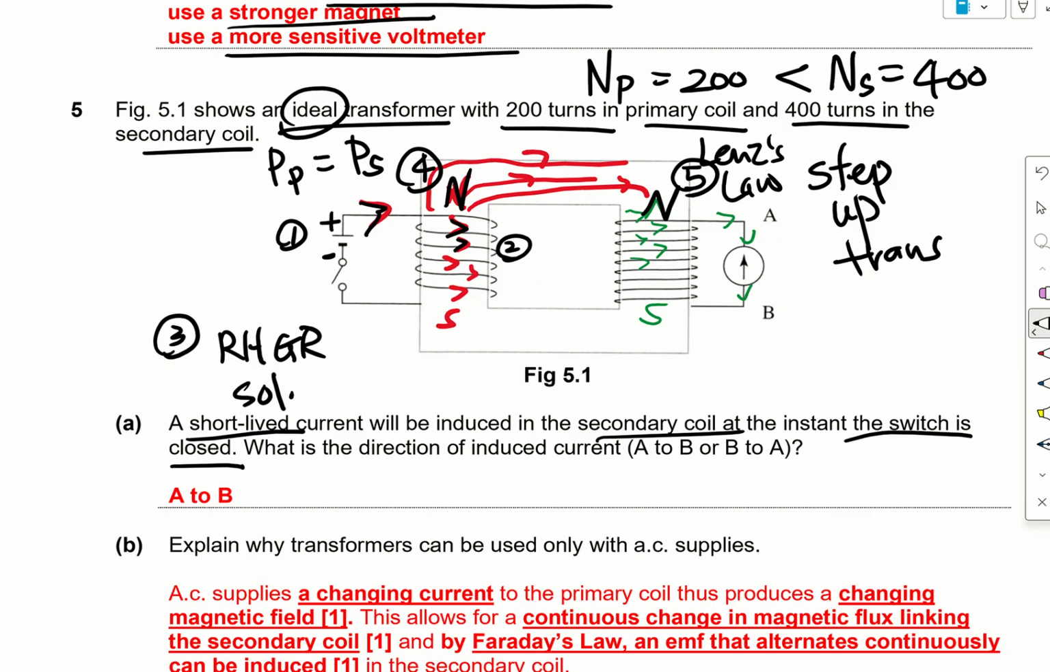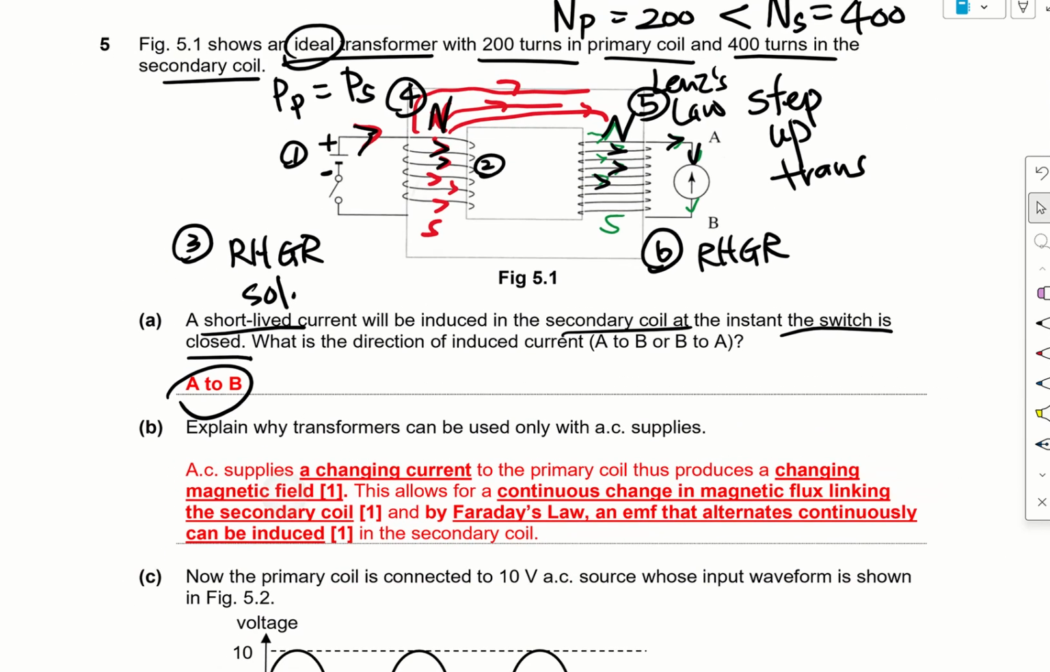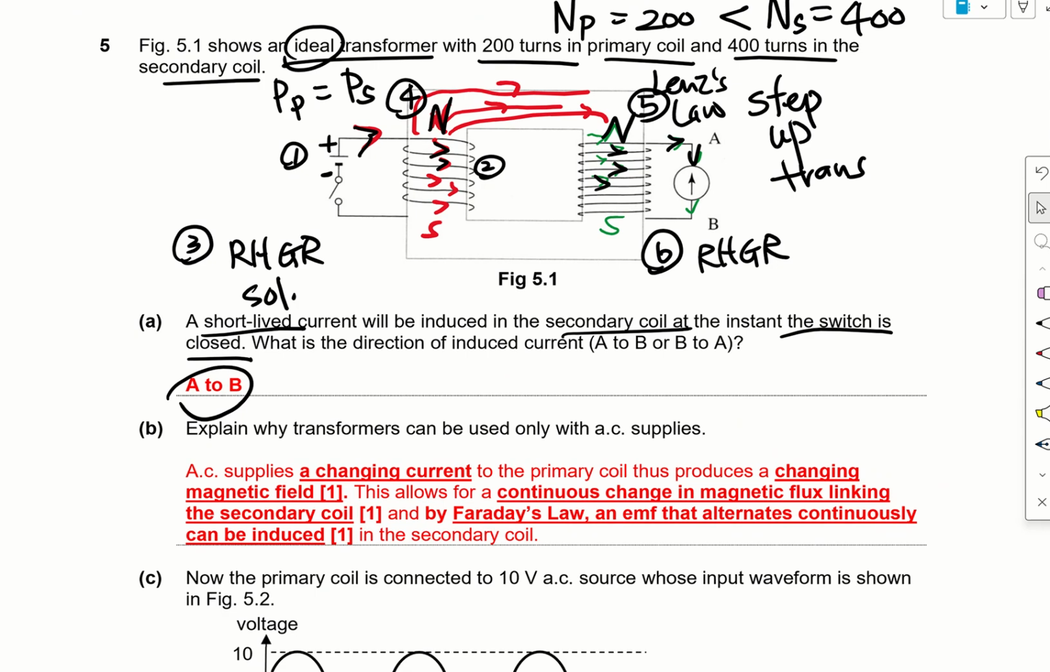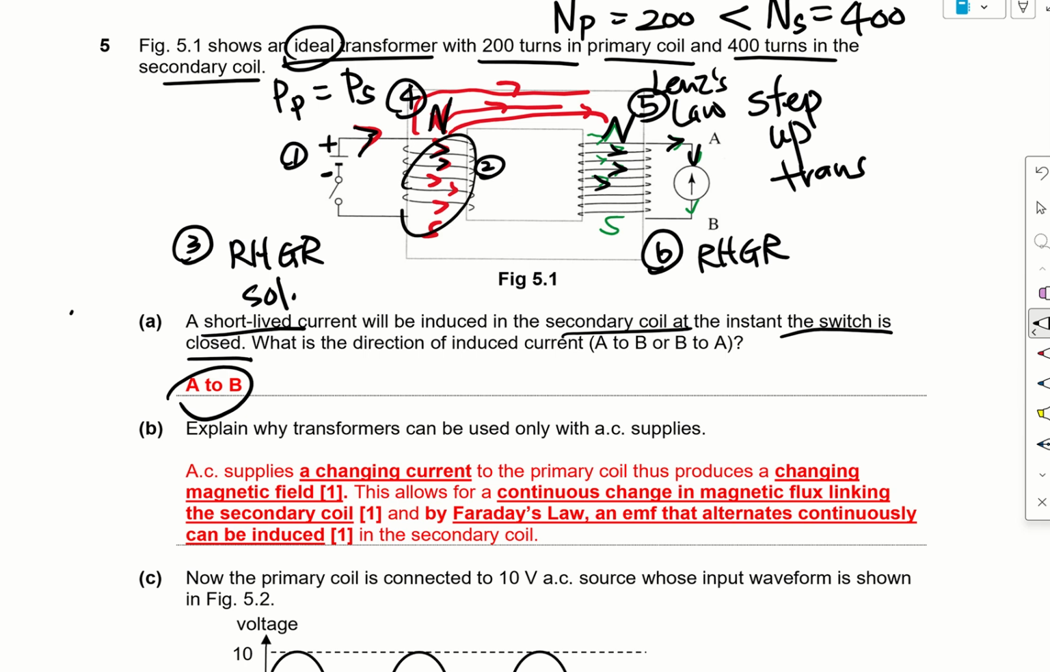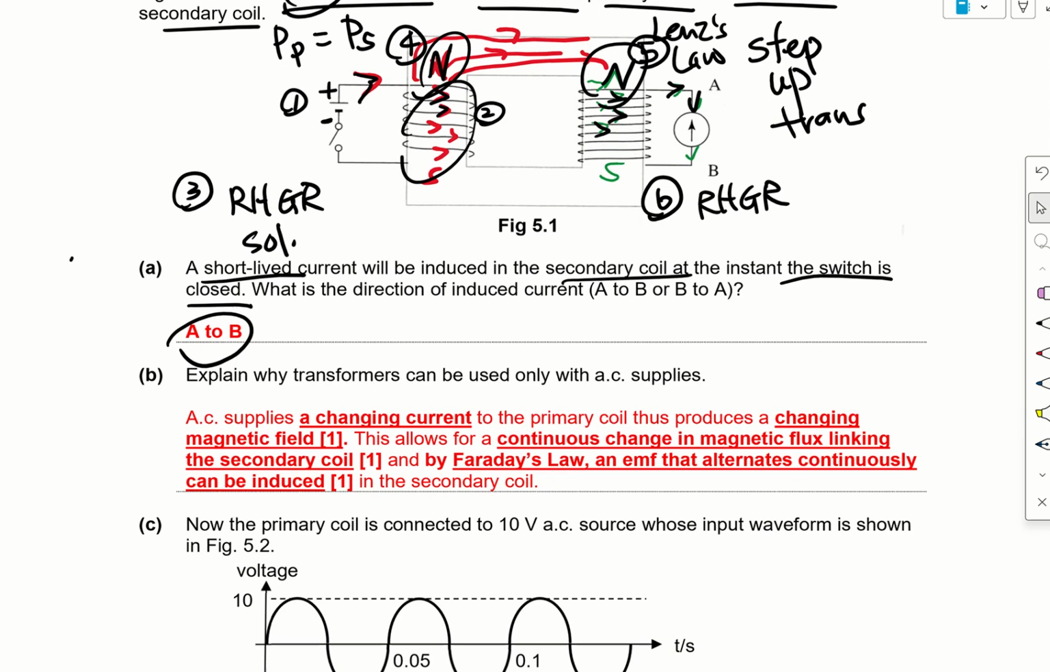So what's the direction of the current? Again, then you apply your right hand grip rule. Okay, and you know that the current will be flowing in this direction, so it will be going from A to B. Okay, so these are generally the steps. We have seen this in the previous questions, right? So you need to know what is the direction of the current flow in the solenoid, very important. Then you apply your right hand grip rule so that you can get the magnetic field that is being produced, where is the north and where's the south. And then if you are talking about Lenz's law, then you can apply it to the secondary coil.